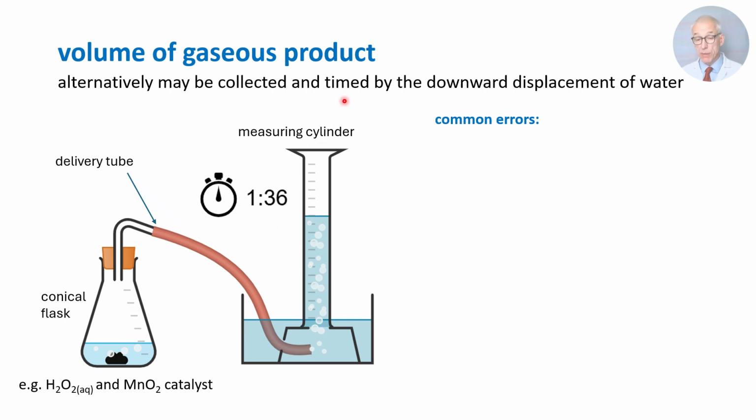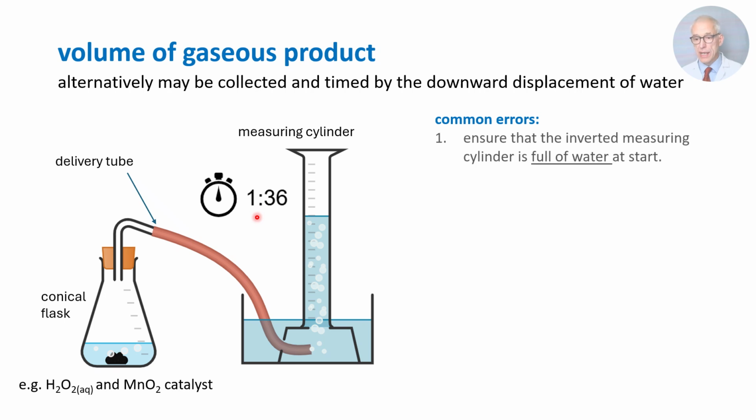An alternative method for collecting the volume of gas produced is by the downward displacement of water. So this gas being produced here, so we've got hydrogen peroxide and manganese dioxide, for example, producing oxygen gas. It's bubbling up and displacing water from the measuring cylinder, the inverted measuring cylinder. We can take the volume of gas collected against time and achieve the same sort of data set as previously shown.